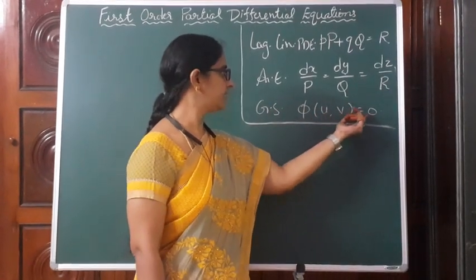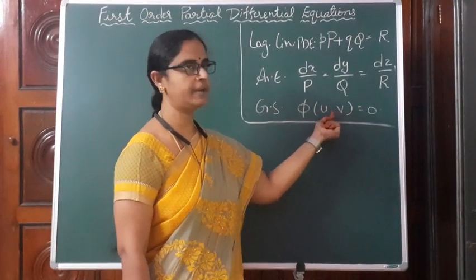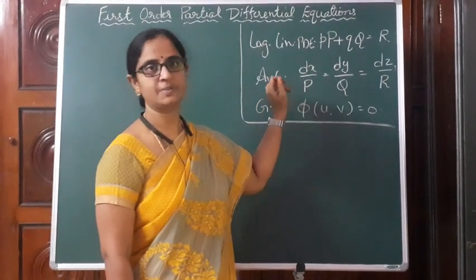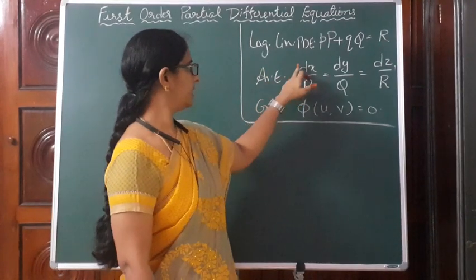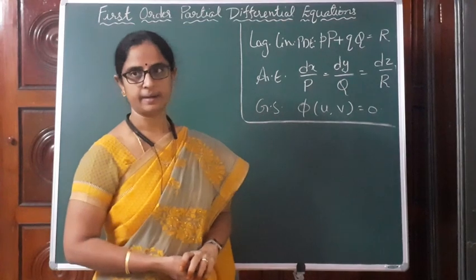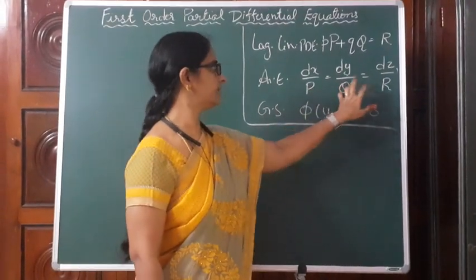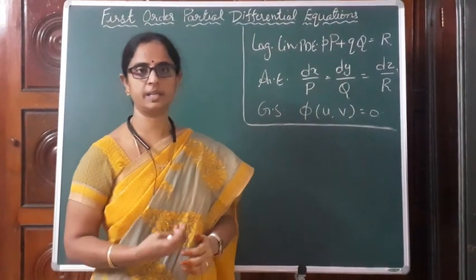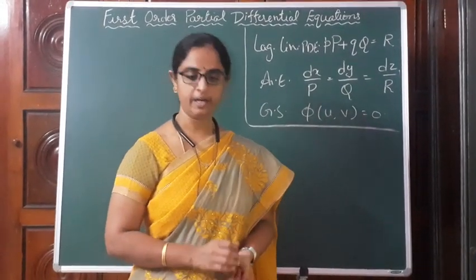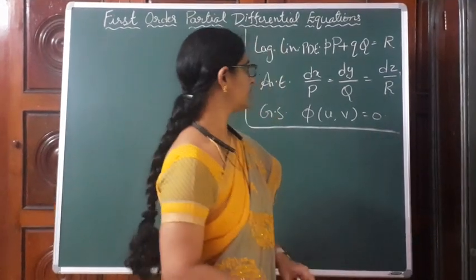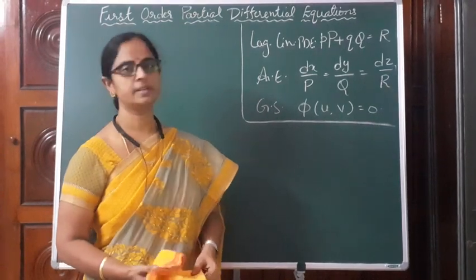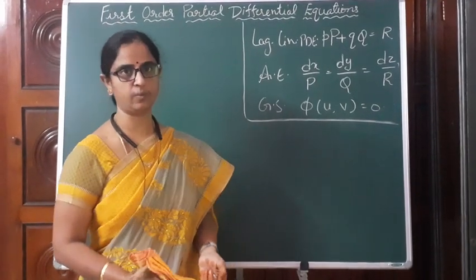So to find the general solution of this Lagrange's linear equation, whose general solution is of the form phi of u comma v is equal to 0, where u and v are two independent solutions of this equation, we consider the auxiliary equations or subsidiary equations. What are auxiliary equations? dx by P is equal to dy by Q is equal to dz by R. Now either by grouping the terms in the auxiliary equation or by using the multipliers, we find two independent solutions u and v to write the general solution. So here in this lecture, we find the general solution of some first order partial differential equations.